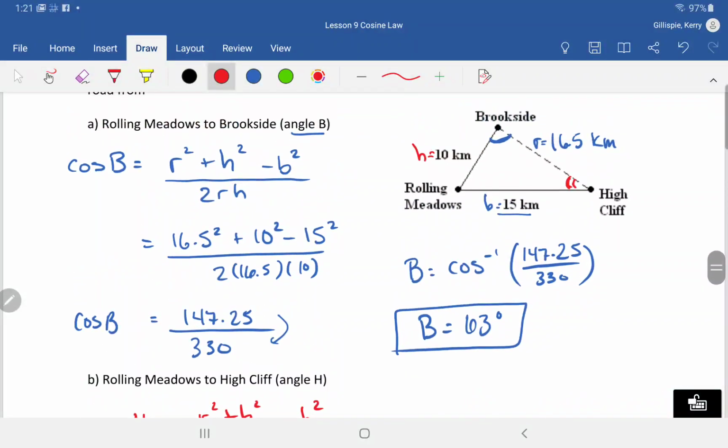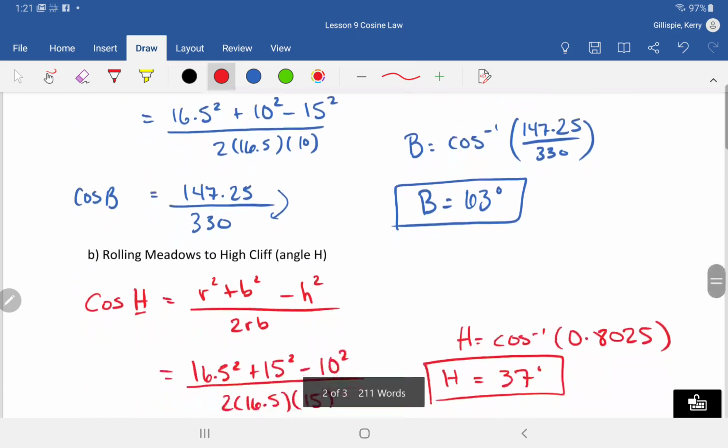This question just asked for those two angles. If we want to solve for angle R, we could just subtract from 180 at this point, but it didn't ask for that anyway.